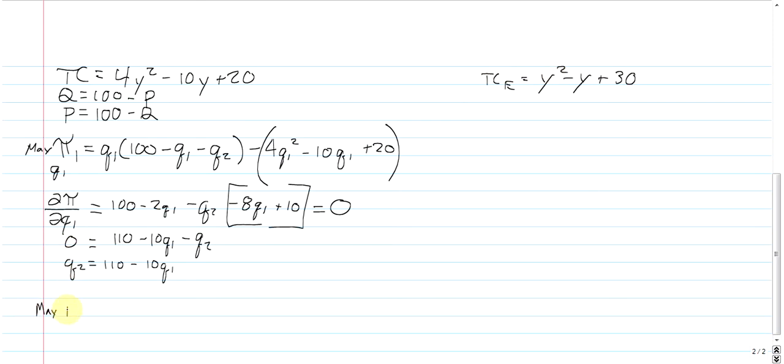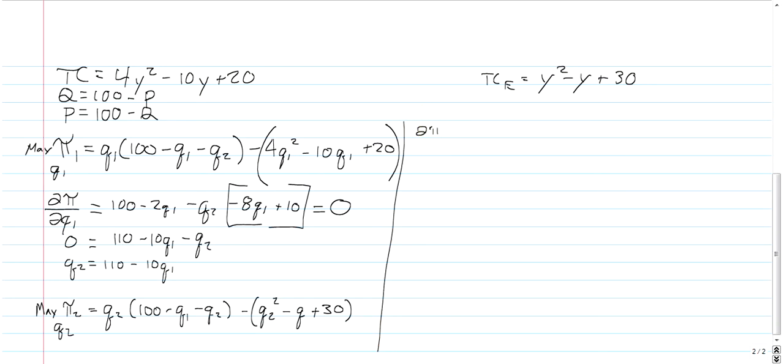So max pi 2 with respect to Q2. And I'll just set up this function exactly like I set up the other one. Okay, so this is our profit function, and I'm just going to come up and start a new line up here and say that d pi 2 dQ2 is 100 minus 2Q2 minus Q1. Okay, and then minus 2Q2. Sorry, this should say Q2 down here. Minus 1 equals 0, right?